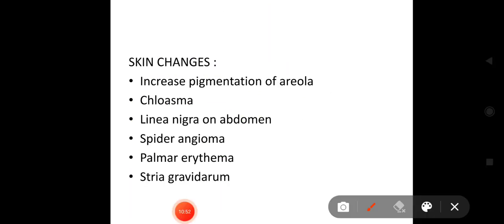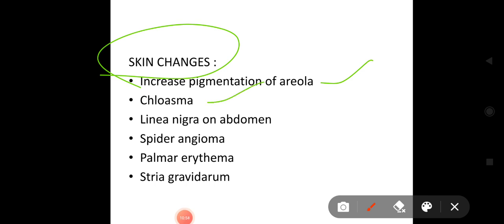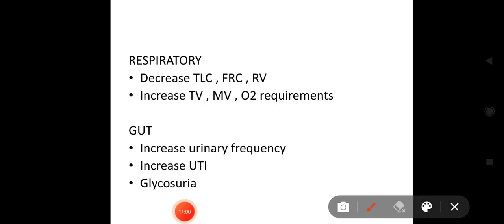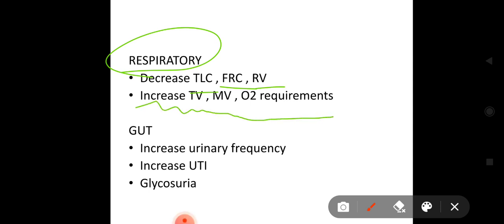Now skin changes: increased pigmentation of areola, chloasma seen, linea nigra on abdomen, spider angioma, palmar erythema, stria gravidarum. These are normal skin changes seen. What are respiratory changes? Decrease of total lung capacity, functional residual capacity and residual volume, while increase of tidal volume, minute volume and oxygen requirement. So an important question: which of the following decreases in pregnancy except? TLC, FRC, RV and TV. So TV will be the answer. So you have to remember which respiratory parameter decreases in pregnancy and which increases.